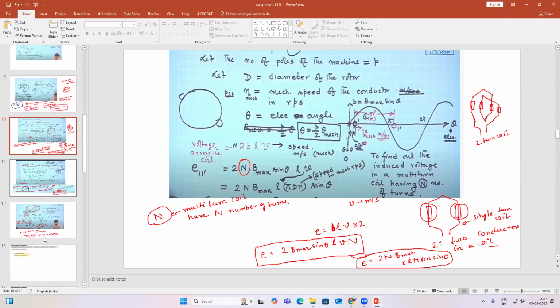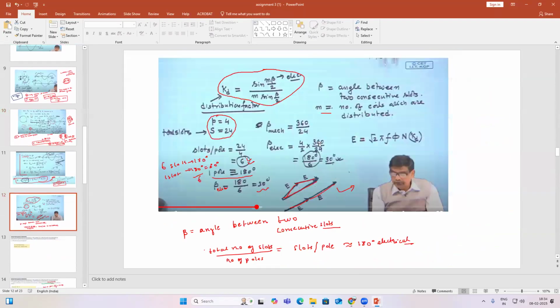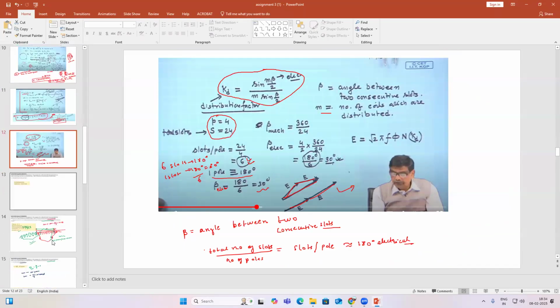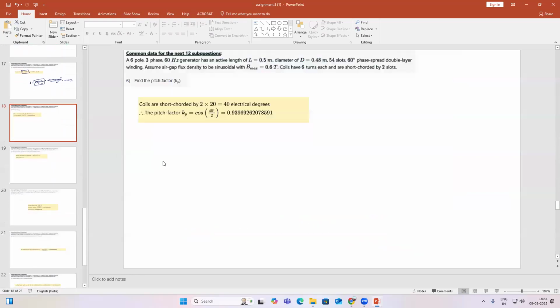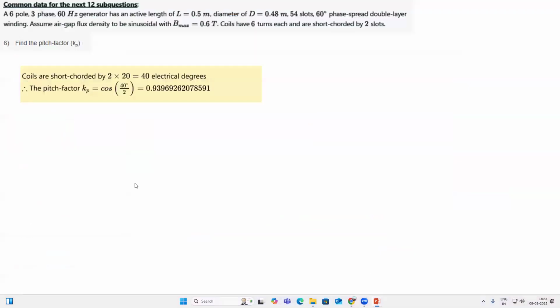If you want, you can see these derivations of the pitch factor and distribution factor also. I have not discussed the derivation, I have just given you the formula directly, because only the formula will be asked. So that is why I have given this formula of distribution factor. Pitch factor also I will give to you. This is the pitch factor formula. After this only the pitch factor is there.